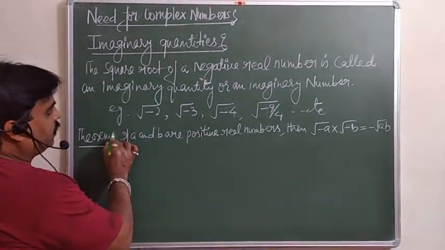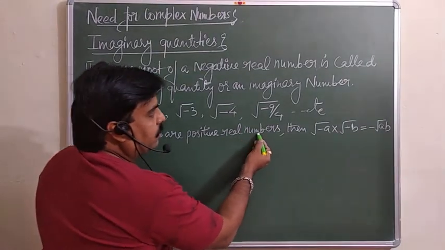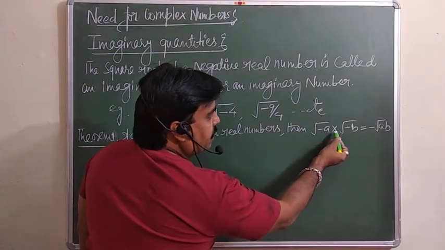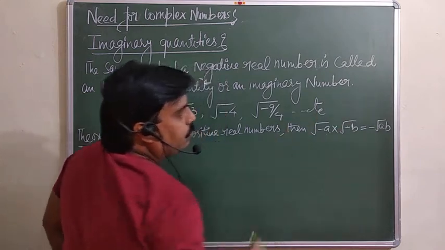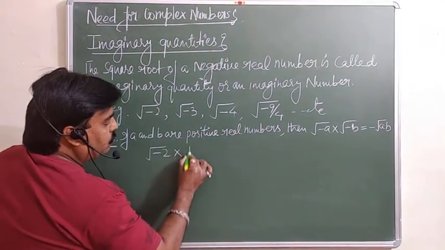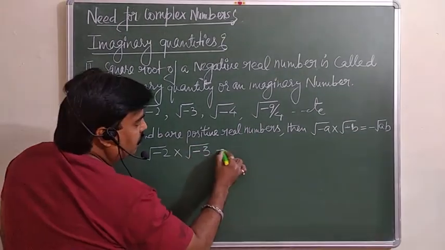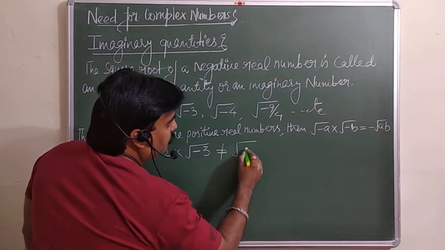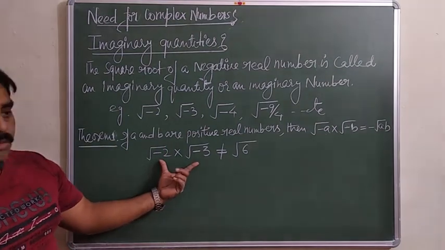So one theorem is there: if a and b are positive real numbers, then under root minus a into under root minus b is equal to minus under root ab. One thing to keep in mind, this is minus 2 into minus 3 given. This is not equal to 6. This is not equal to this one.